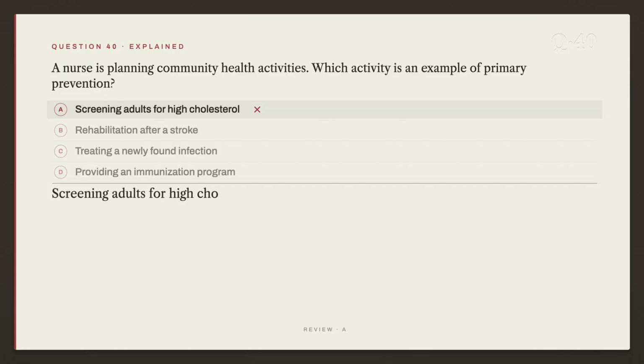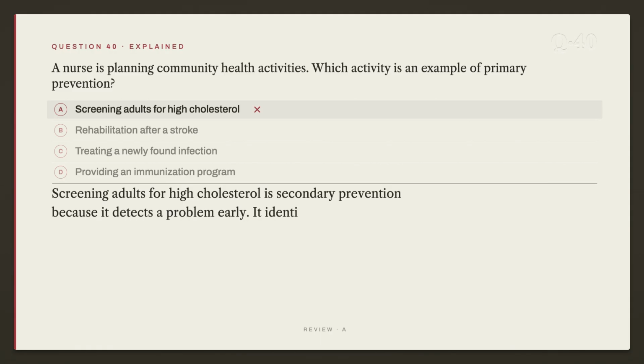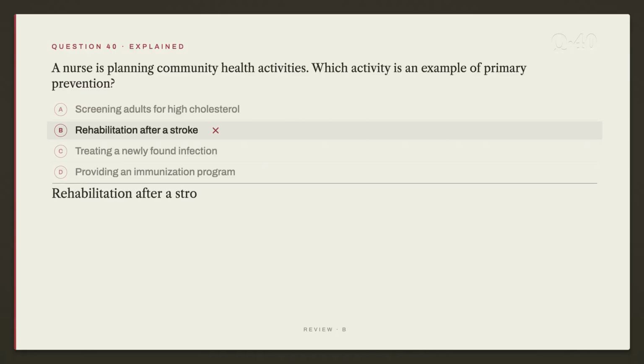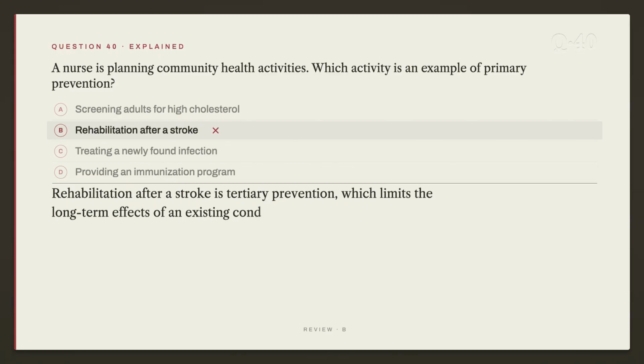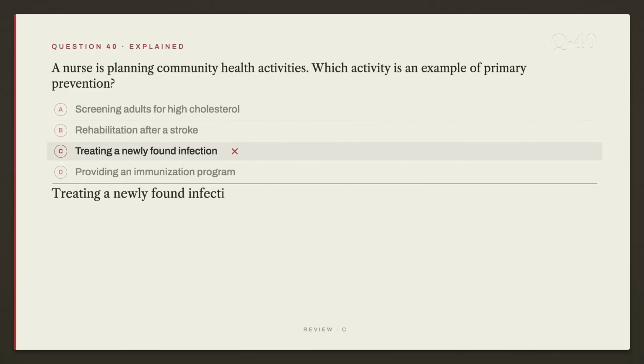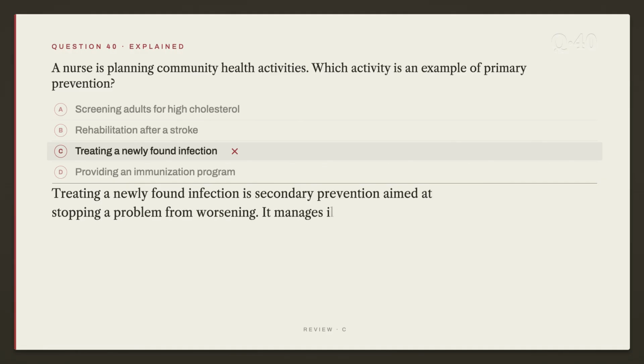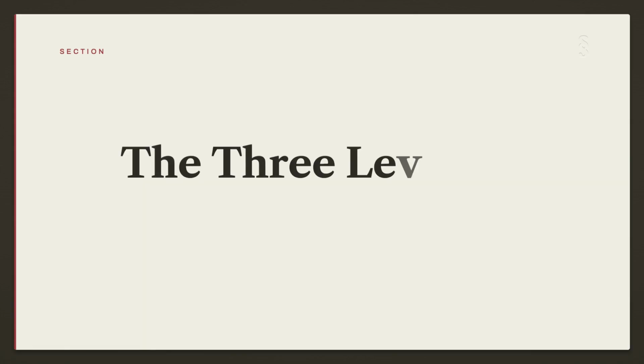A is wrong because screening adults for high cholesterol is secondary prevention because it detects a problem early. It identifies existing risk rather than preventing the disease before it ever begins. B is wrong because rehabilitation after a stroke is tertiary prevention, which limits the long-term effects of an existing condition. It restores function instead of preventing disease before it starts. C is wrong because treating a newly found infection is secondary prevention aimed at stopping a problem from worsening. It manages illness that already exists rather than preventing it in a healthy person.